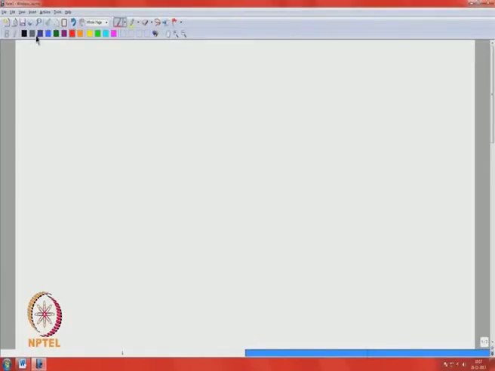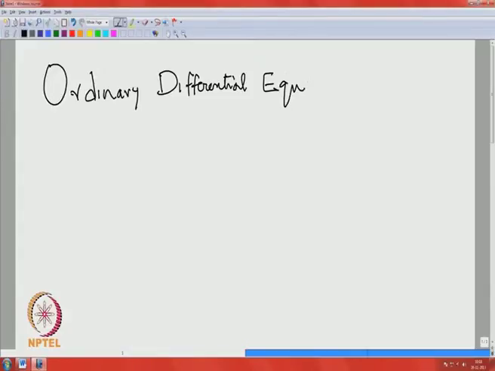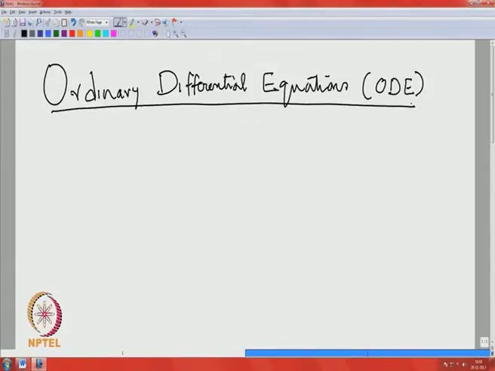This is a course on ordinary differential equations, popularly known as ODE. So, we will be using this ODE course to represent ordinary differential equations. I am A.K. Nandakumaran from the Department of Mathematics, Indian Institute of Science, Bangalore.